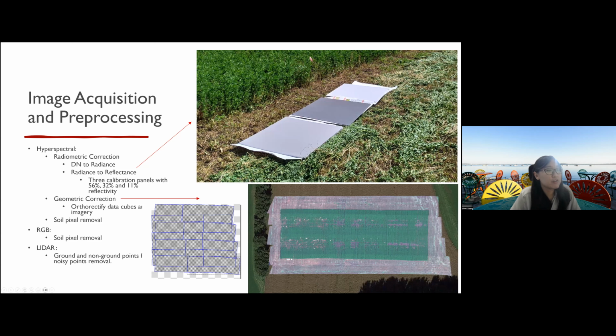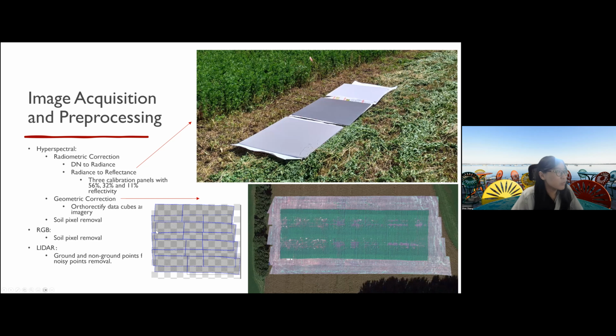Radiometric calibration. Here are the 3 calibration target panels we deployed close to the field. They are 3 different colors with different reflectivity: 56%, 32%, and 11%. And after the radiometric correction, we also need to do geometric correction, because you see here, these are different passes, right? We need to fly over different passes, and we mosaic them together.